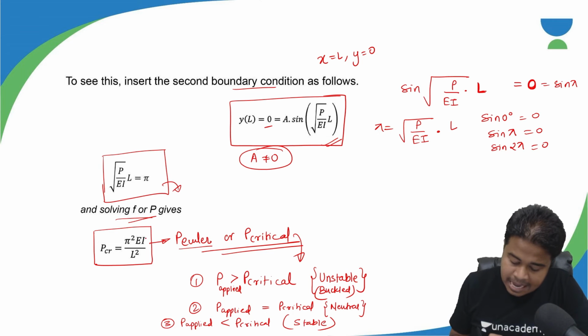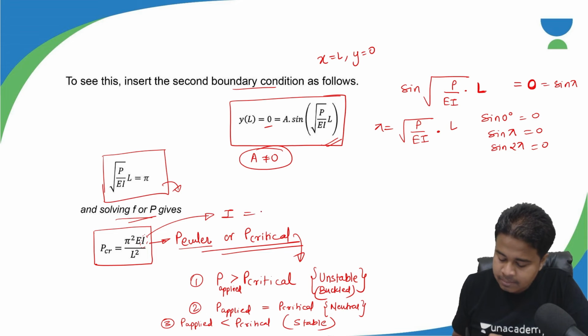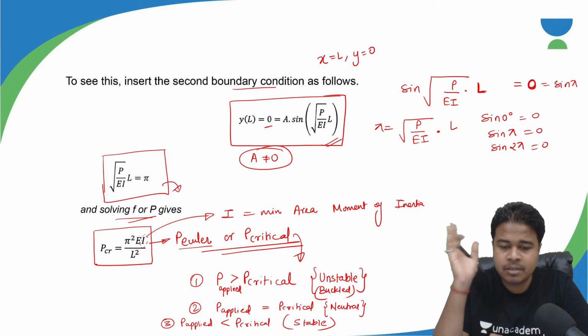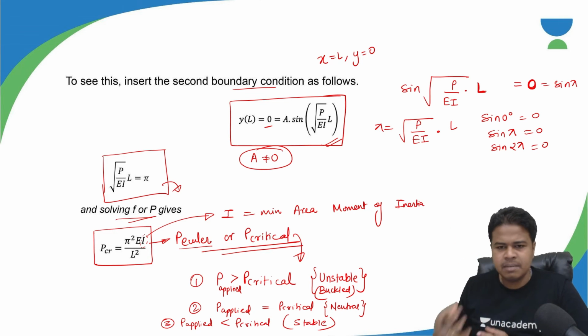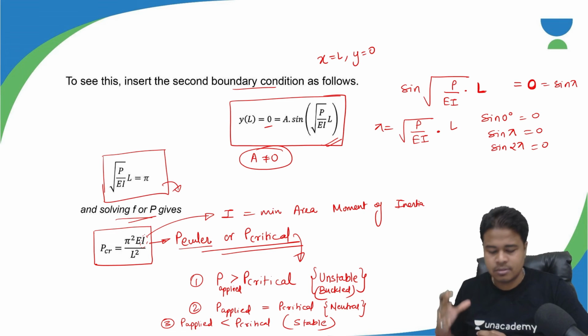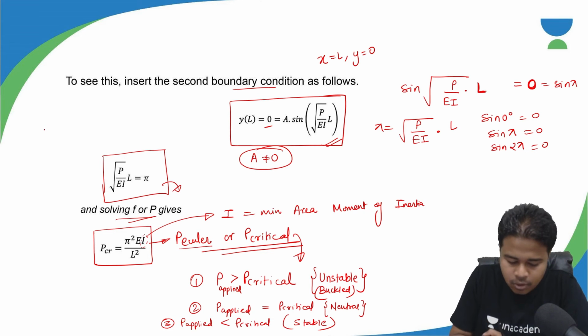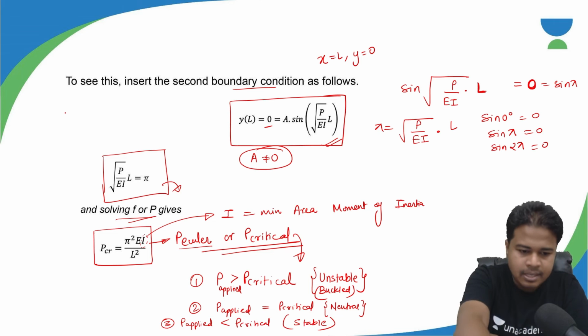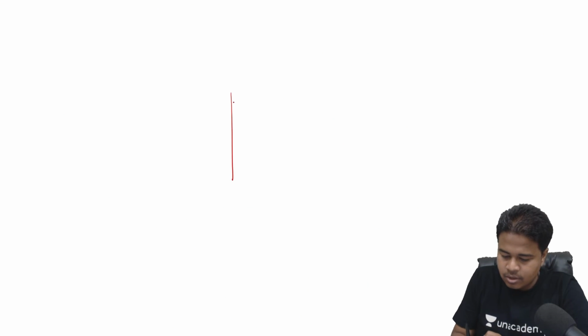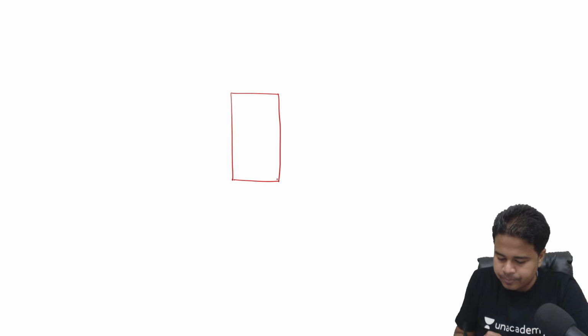Now the I, the very important part. What about this I? This I is nothing but the minimum area moment of inertia. Remember that. See, what is this minimum area moment of inertia? Suppose the cross section of the column is rectangular. Let me explain. Let's say the cross section of this column is rectangular. Let's say this is B, this is H.